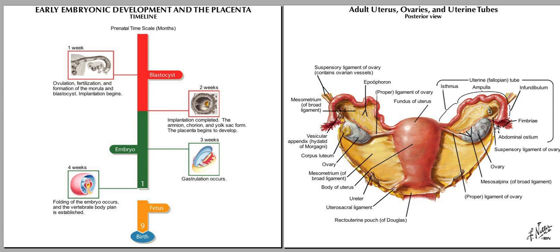Okay, the fimbrial end. That's the abdominal ostium. So eggs being released and then go through the fimbriae. Fertilization normally occurs in the ampulla, not the infundibulum. And also, we see the mesosalpinx of the broad ligaments too, over here. Alright.